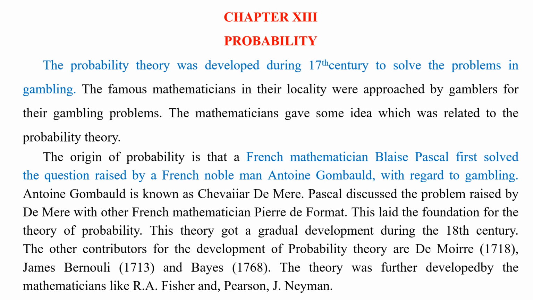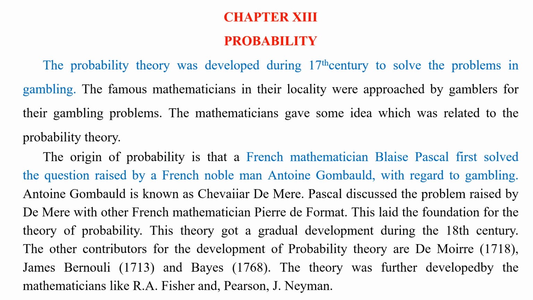The origin of probability is that a French mathematician, Blaise Pascal, first solved the question raised by a French nobleman, Antoine Gombaud, with regard to gambling. Antoine Gombaud is known as Chevalier de Mere. Pascal discussed the problem raised by de Mere with another French mathematician, Pierre de Fermat. This laid the foundation for the theory of probability. This theory got a gradual development during the 18th century.